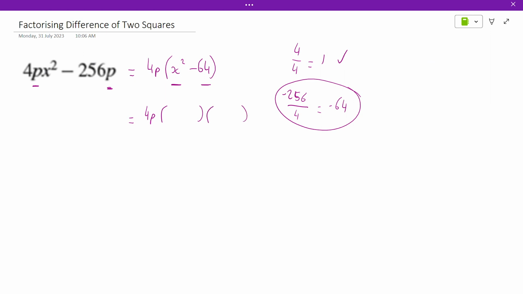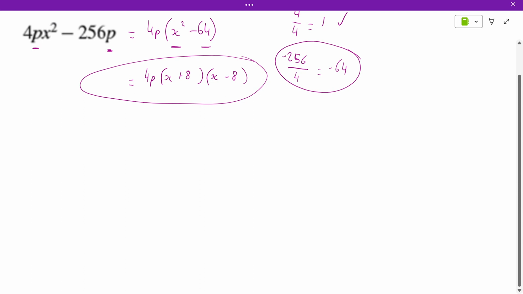Now let's take the square root of both of these things. So the square root of x squared is just going to be x. So x is going to be my first term in both. And the square root of 64 is 8. 8 times 8 is 64. So because this is a difference of two squares, one of these 8's are going to be positive, and one of these 8's are going to be negative. So this is our final factorized version.